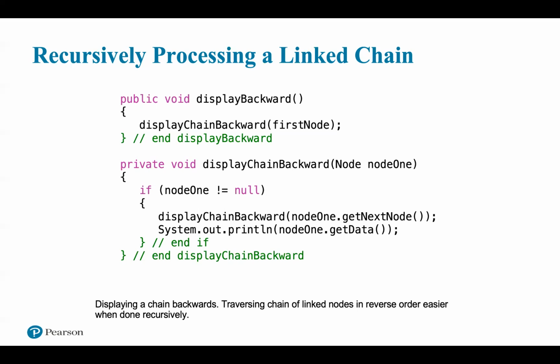Alternatively, you could traverse the chain once and save a reference to each node. You could then use these references to display the objects in the chain's nodes in reverse order. A recursive solution would do this for you. If a friend could display in reverse order the nodes of the subchain that begins with the second node, you could display the first node and complete the task. And so the following recursive solution implements this idea, as we can see in this chart.